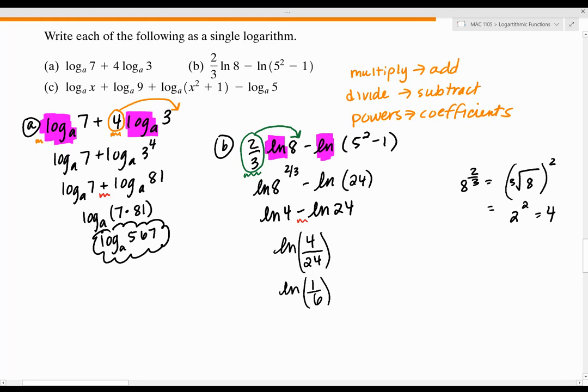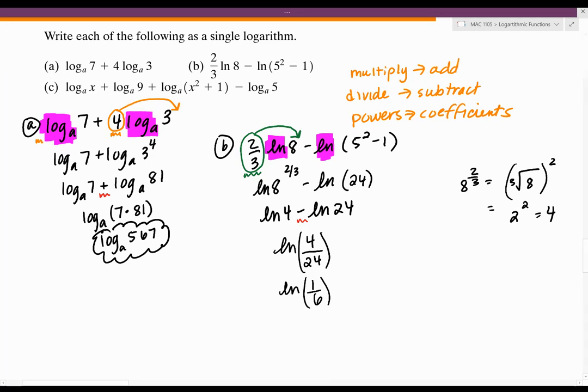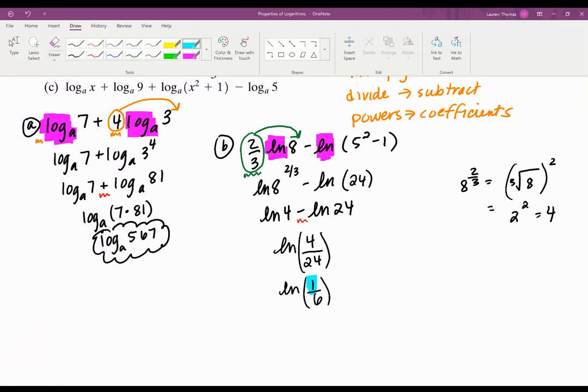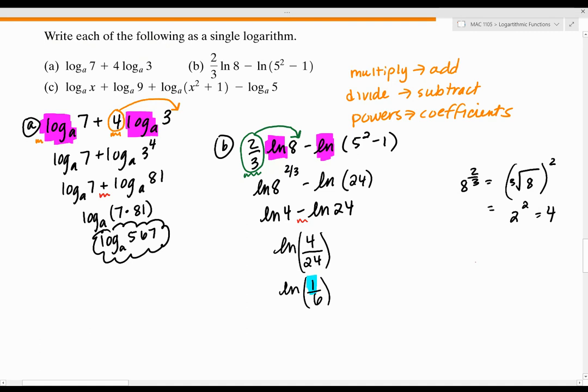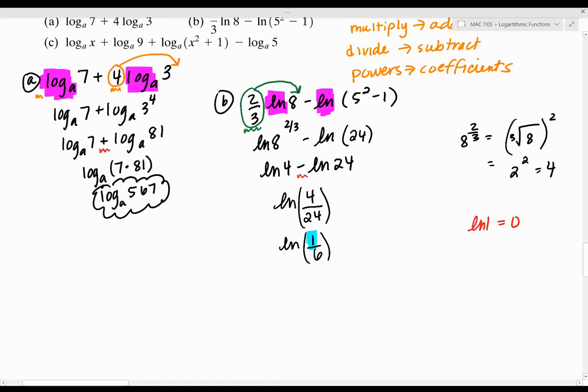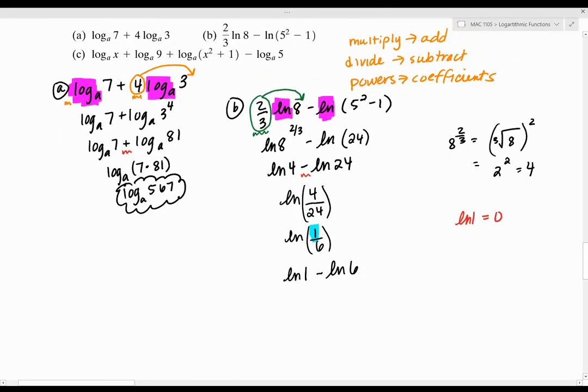Now, anytime you see a 1 in the argument of a log, that 1 cannot stay there. You're going to have to reduce it out. The reason why you're going to have to simplify it out is because the natural log of 1 equals 0, so we don't want to keep it there. So I'm going to expand that log back out. We have division. Division can be expanded using subtraction. So we're going to have the natural log of 1 minus the natural log of 6. The natural log of 1 equals 0. So our answer is the negative natural log of 6.